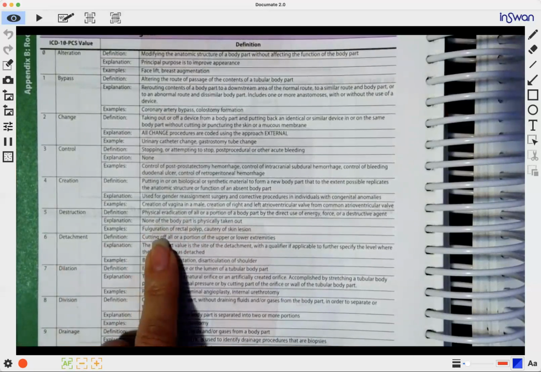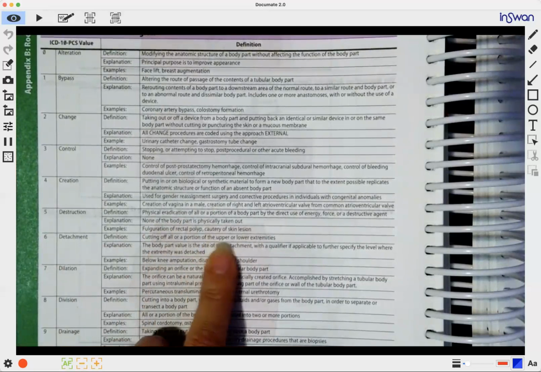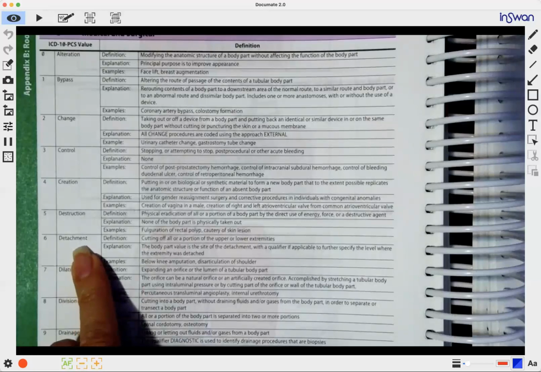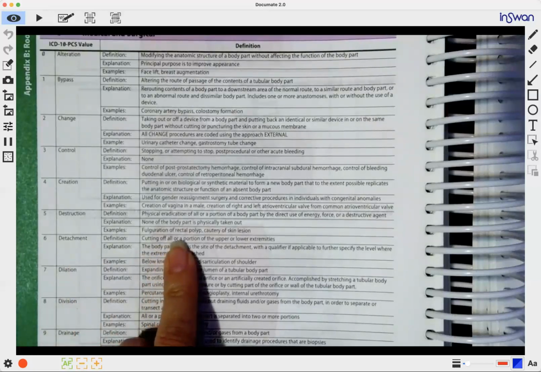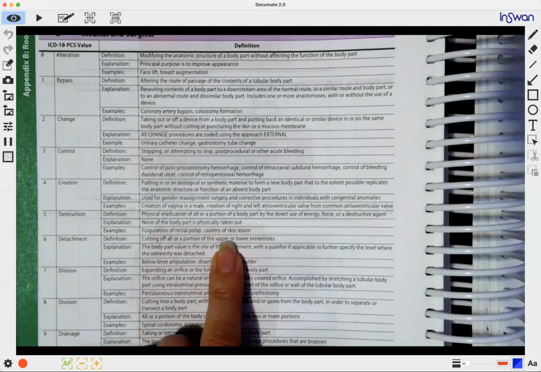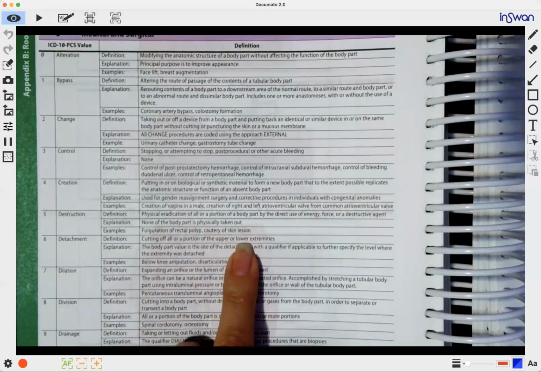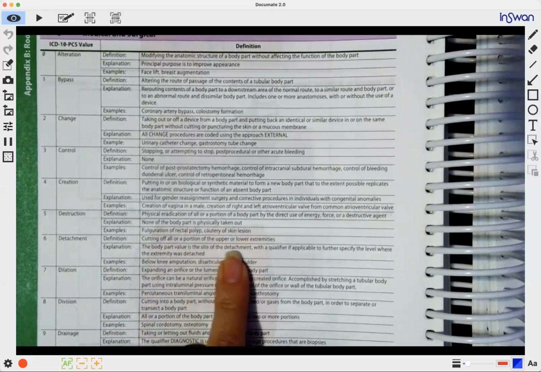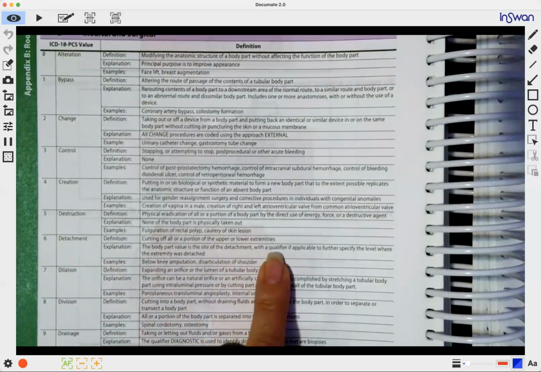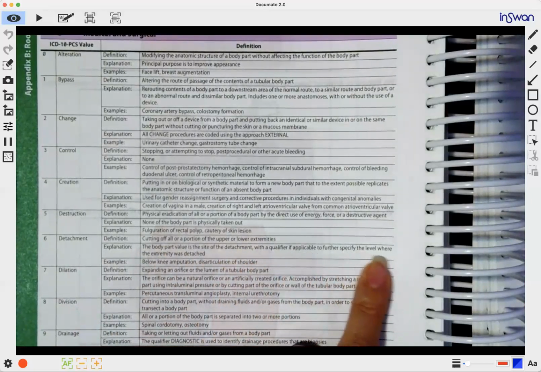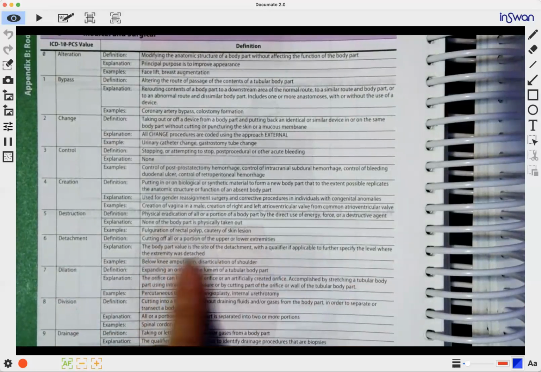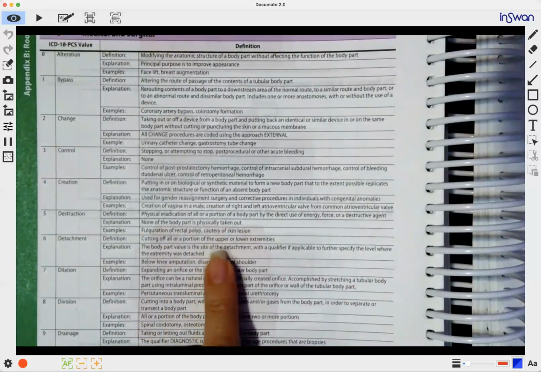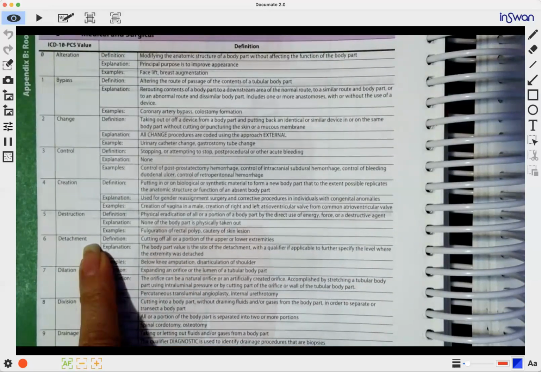Detachment, cutting off all or a portion of the upper or lower extremities. So this one is very specific. Cutting off all or a portion of the upper or lower extremities. So this is an amputation procedure. The body part value is the site of the detachment, with a qualifier, if applicable, to further specify the level where the extremity was detached. So you're looking at a below the knee amputation, disarticulation of the shoulder. So again, a very specific root operation.